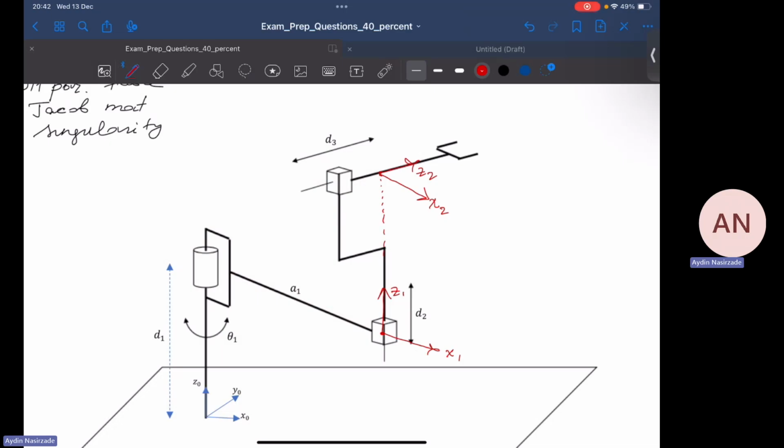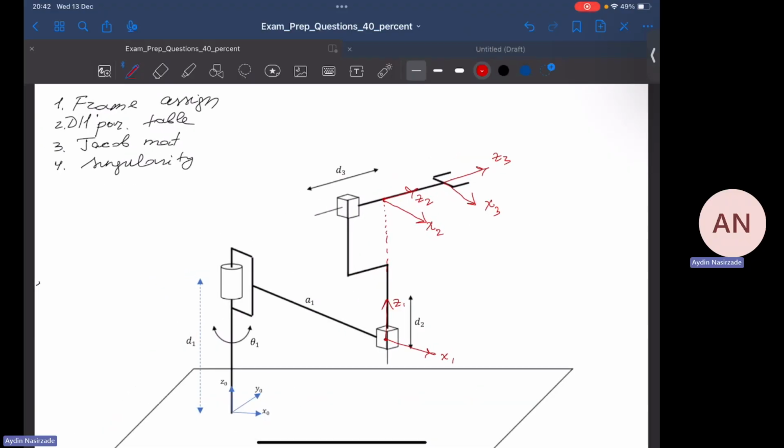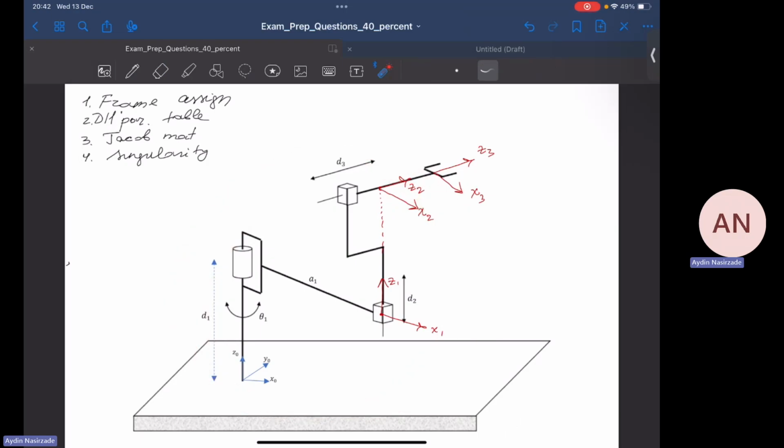Now, for the last frame, we copied the previous Z axis, which is Z2, and it's directed in this direction, so Z3, and X3, as usual, should be perpendicular to both Z3 and Z2, and it should intersect the axis Z2. So obviously, this is going to be X3. So this is frame assignment, and we did it. In the exam, you are supposed to draw this manipulator, then you have to assign all these frames. The 4 of these frames should be written on your drawing.